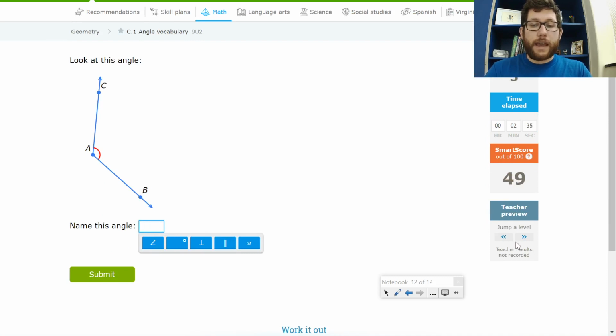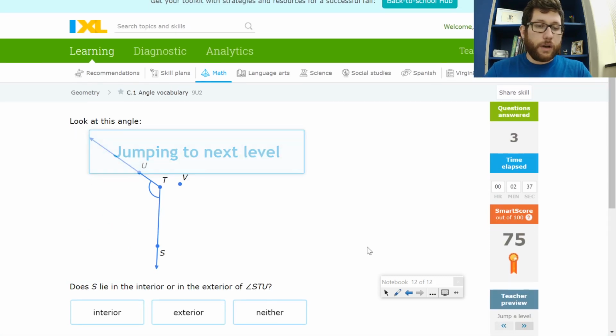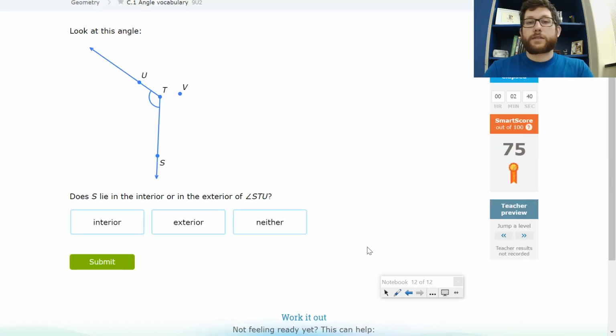Here's another name the angle. Now let's get to some harder problems. One of the types of problems on this IXL is going to ask you if points are on the interior, exterior, or neither, and they look something like this. Does S lie on the interior or exterior of angle STU? Let me teach you how to do this.